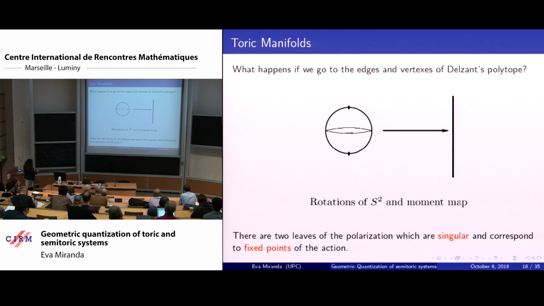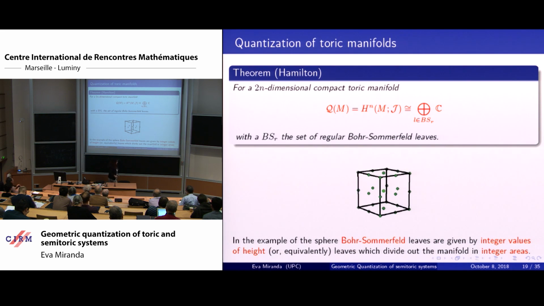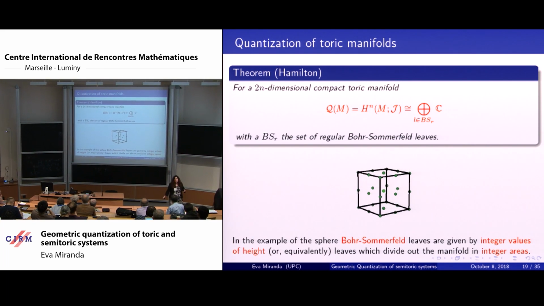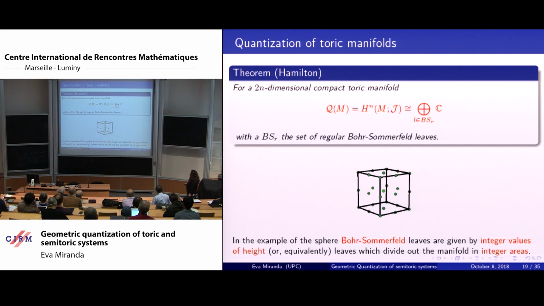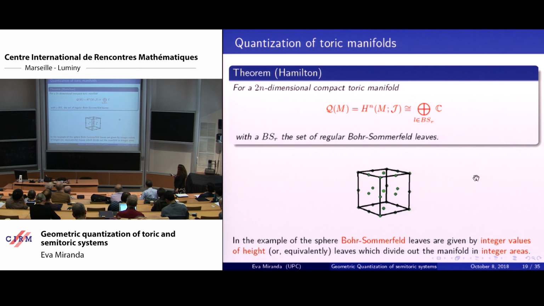So let me start with a very simple example, the example of the sphere. In this case, of course, there are two fixed points, and fixed points correspond to singularities. So what if I try to include the computation of these two points? More generally, what if I try to quantize toric manifolds? Mark Hamilton did this in his thesis, and he gave the following answer.